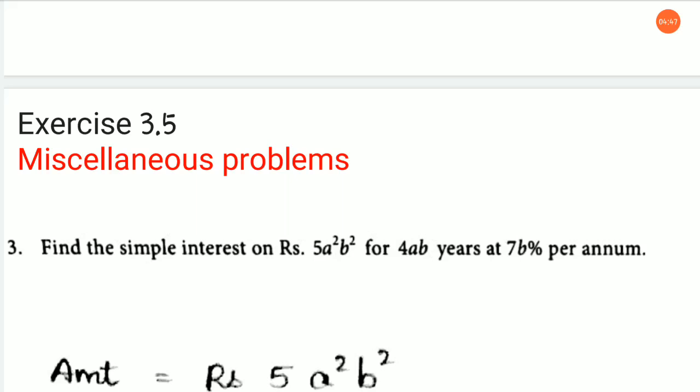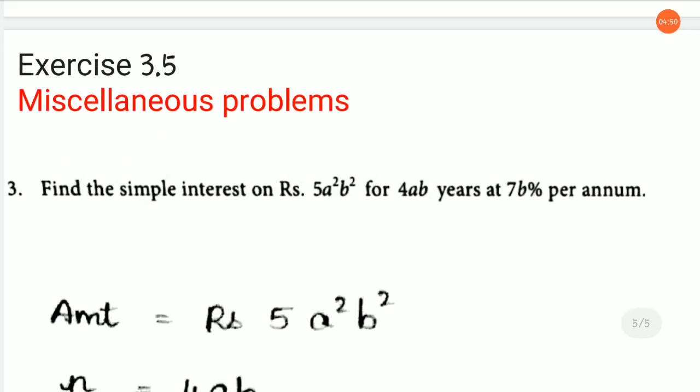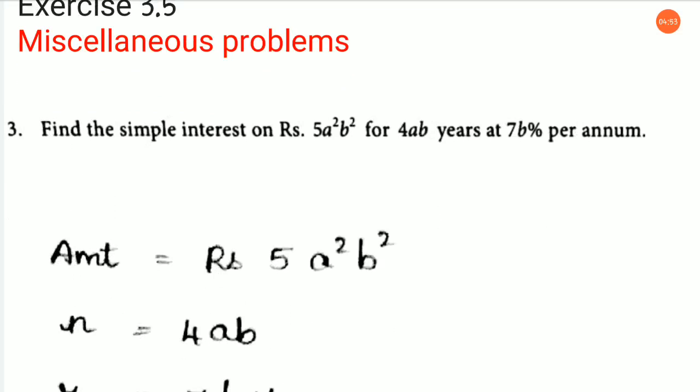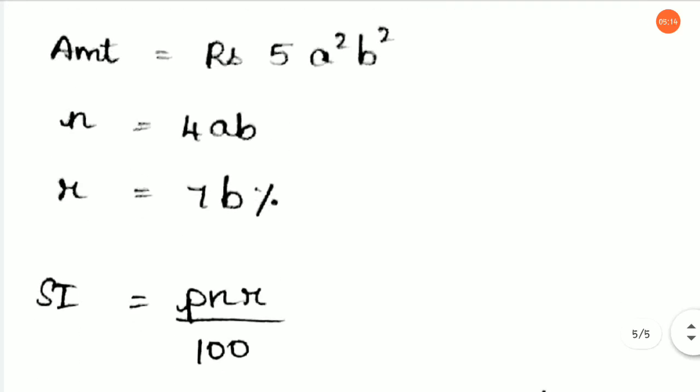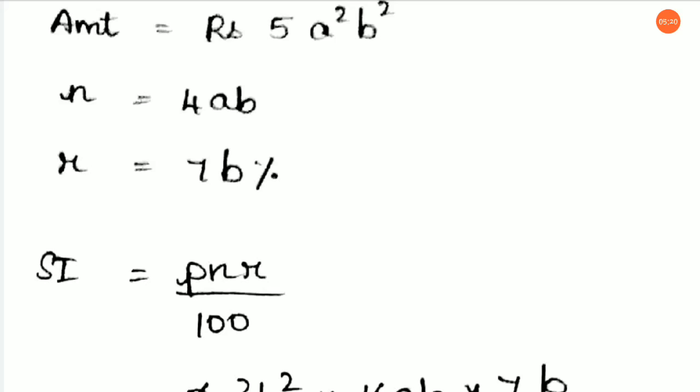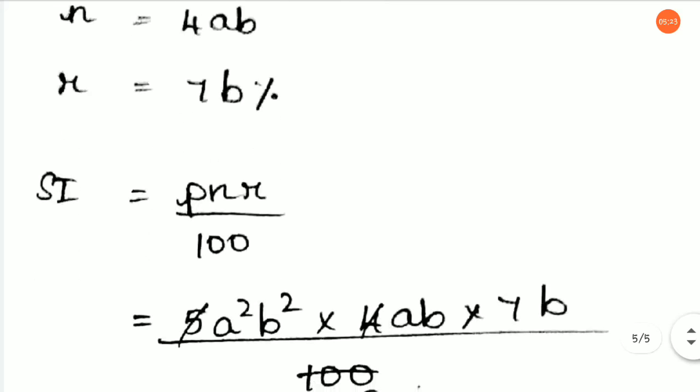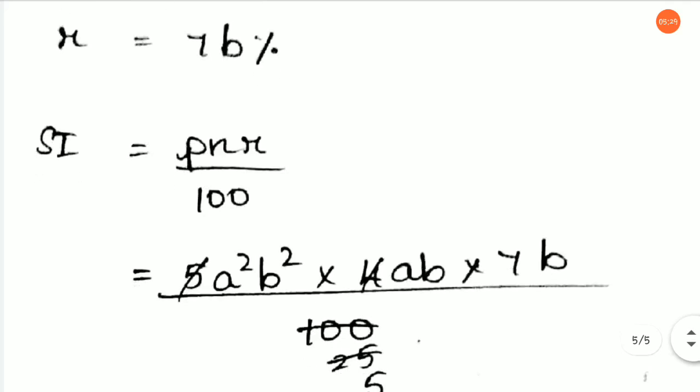The same format. First you have to write the principal amount value and then value of n. The number of years is the value of n here. Now, it is 4ab. And then percentage, whatever is in the percent, we should consider it as the rate. So, R is equal to 7b%. To find SI, what is the formula? Simple interest is equal to PNR by 100. Very good. For those who have recollected the formula spontaneously, very good. Now we are going to substitute the values of P, N and R. So 5a square b square into 4ab into 7b divided by 100.